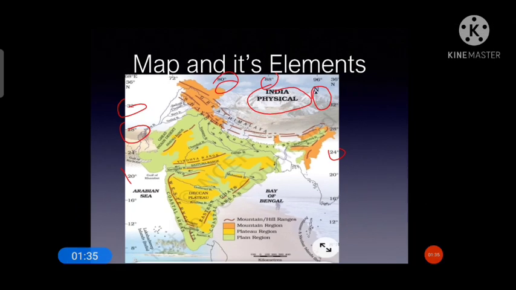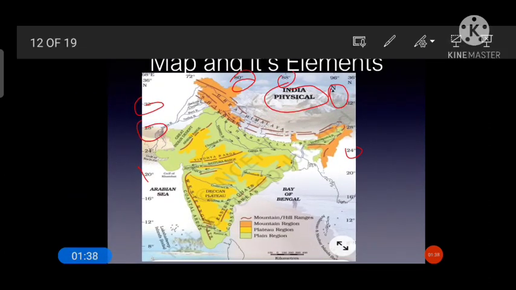Then a map should have a scale. Scale is also mentioned here. You can see here at the bottom, a graphical scale is mentioned. Then lastly, a key or legend is also mentioned in this map. Different indexes are given, like what kind of sign for a mountainous region, and what type of symbols for a plateau region. So this is what we call keys or legends. So these are the 5 elements which a map needs to have.